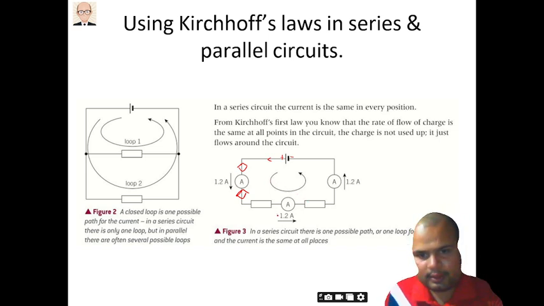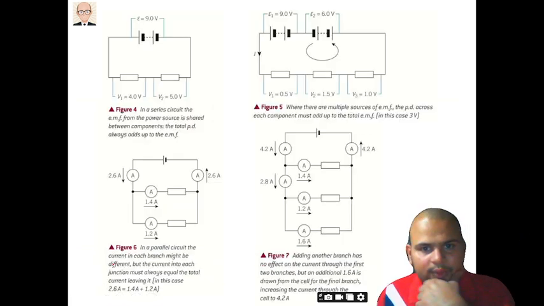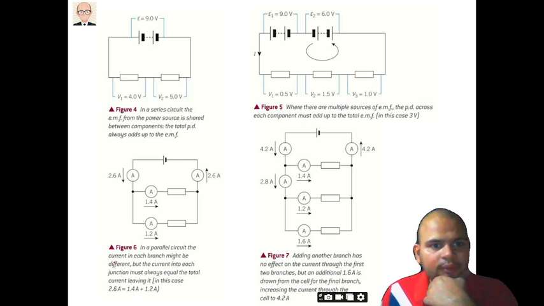What is it that we want to understand? A closed loop is one possible path for the current. In a series circuit there is only one loop, but in parallel there are often several loops. Let's see what they are going to show us. Something more interesting: across every resistor you can see a voltmeter kept in parallel, and across the battery you can see the EMF.